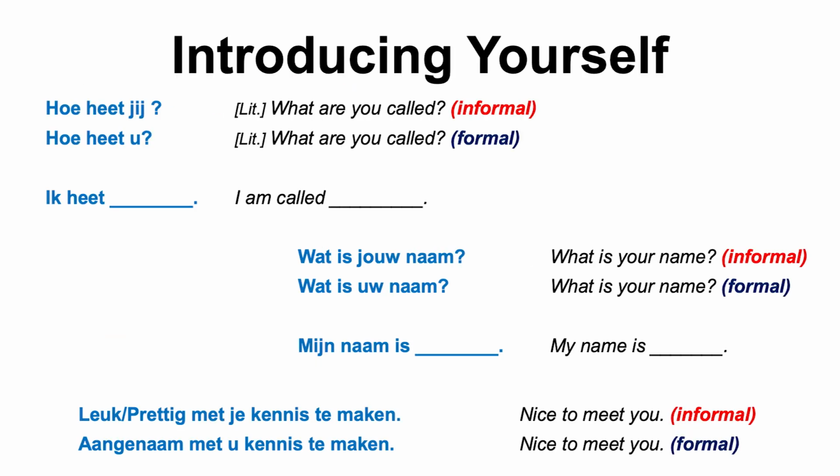Let's talk about introducing yourself. In Dutch, I would say ik heet Esther, which means I am Esther, which is more common to say than mijn naam is. To ask for someone's name, you can say hoe heet jij if you are asking informally, or hoe heet u if you are asking formally. We'll talk later about when to use formal or informal address. If you want to use my name is, you could ask wat is jouw naam or wat is uw naam.